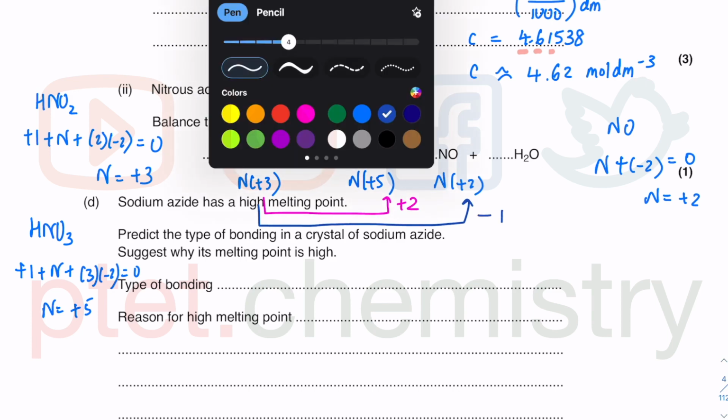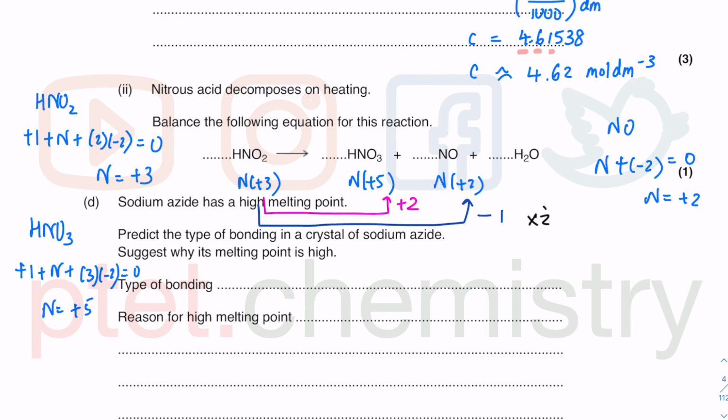Which means in terms of lowest common multiple, this has to be multiplied by 2. Therefore, I'll have 2 lots of these and 1 lot of these, which give me 3 nitrogen. 2 nitrogen plus 1 gives me 3 nitrogen. This is called using changes in oxidation number to balance a redox equation, in particular this equation there.